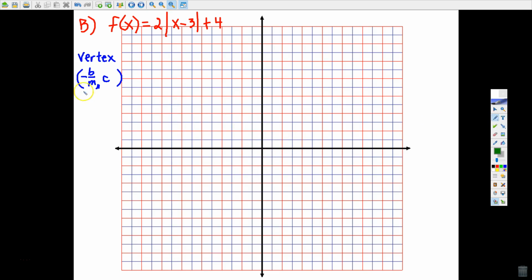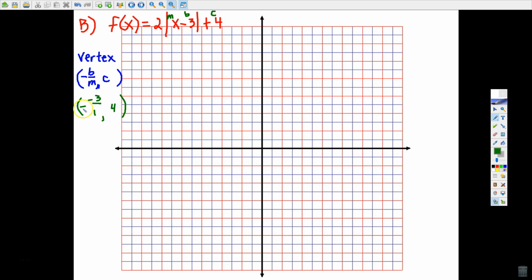We still find the vertex the same way. So let me label everything for us. The number in front of x is m, this other number inside is b, and the number outside is c. So we can find the vertex. If you know this formula, it's pretty nice. The opposite of b, which is -3, over m, which is 1, okay? And then c is 4.